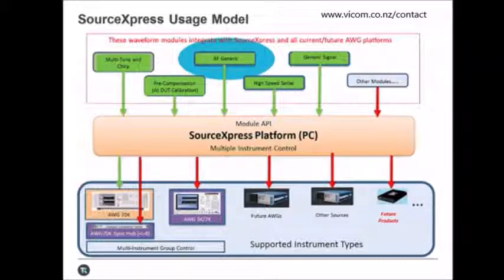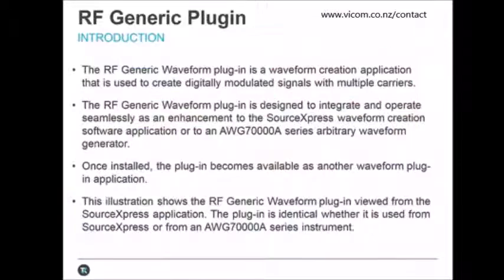So as you can see here, we have several plugins that are available today, and we'll be introducing more plugins as we go along. And in the future, we'll also be able to connect these plugins to other products and work with other products as part of the software architecture. So the RF generic plugin is basically a generic waveform generation tool. And this plugin gives you the capability of building very specific RF type modulation waveforms.